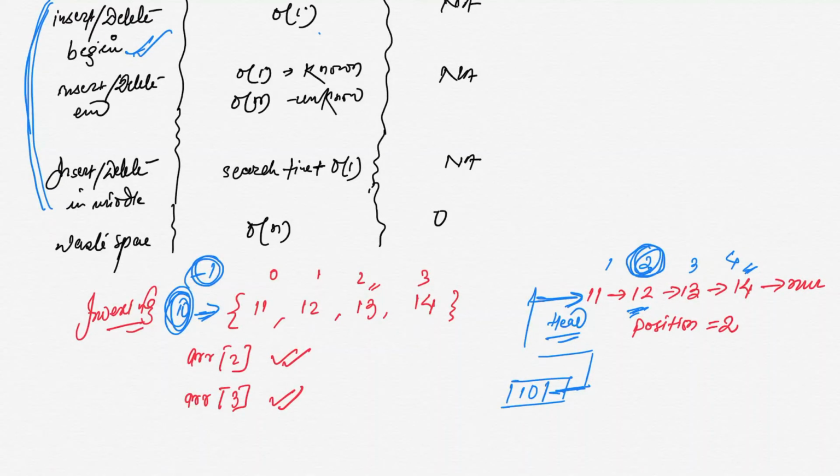Second, similarly, insert and delete at the end. If somebody asks you to insert 15 here in the array, you will not be able to add it because the fourth index is not available, and it will give an index out of range error if you try to add 15.